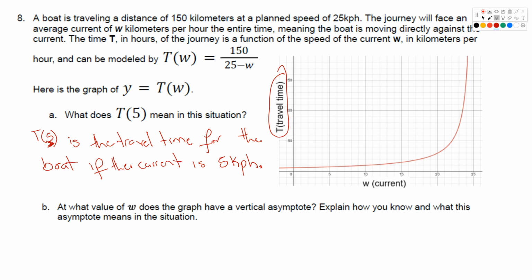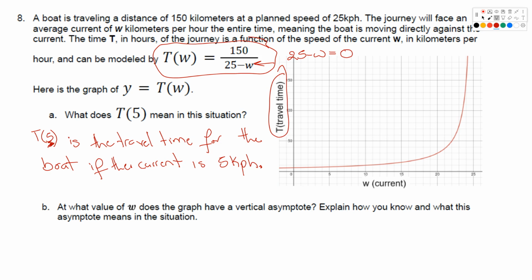Now, part B says, at what value of W does the graph have a vertical asymptote? And it asks us to explain how we know and what this asymptote means in the situation. Now we have to look at the equation that we were given. Remember, in this case, our denominator cannot equal zero. So let's set it equal to zero to see what value will make it zero, and we know we eliminate that value.